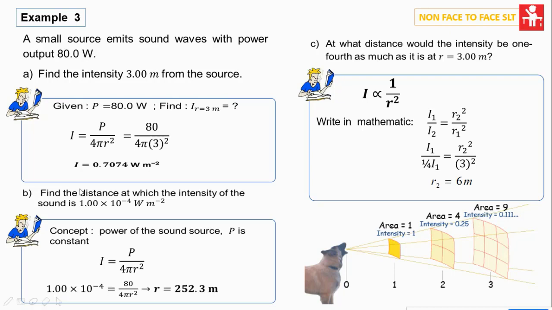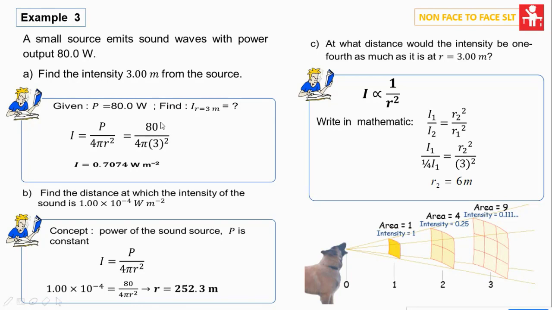Second one, find the distance at which the intensity of the sound is 1 times 10 to the power negative 4 watt per meter squared. To get the value of the distance, we can still use the same formula, whereby we substitute the value of intensity given and the value of power given, and get the value of r equal to 252.3 meters.